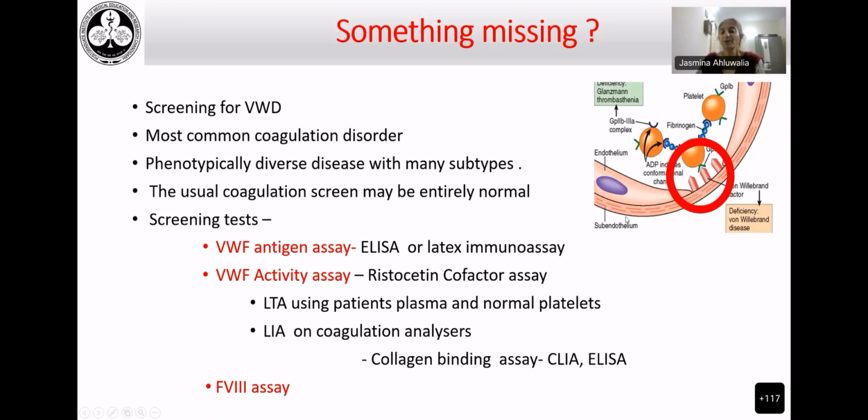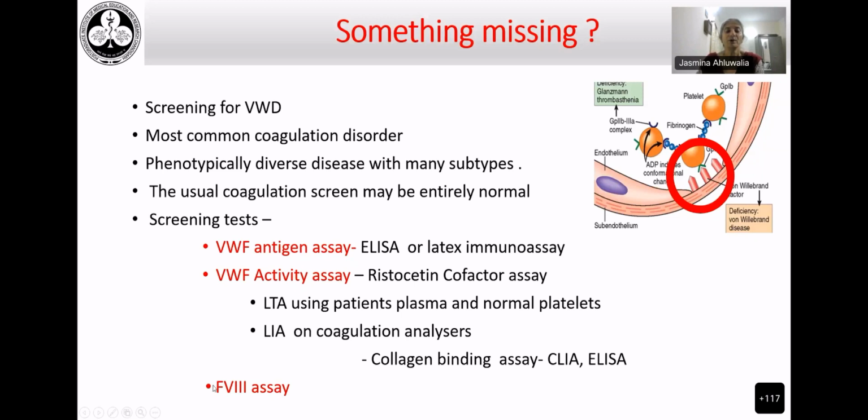The function of the von Willebrand factor is, on one side, to bind to the platelet. So this we can check by light transmission aggregometry using platelet plasma and normal platelets in the ristocetin cofactor assay, or we can do it by latex immunoagglutination on coagulation analyzers. On the other side, the von Willebrand factor binds to collagen, and we can check this by the collagen binding assay.